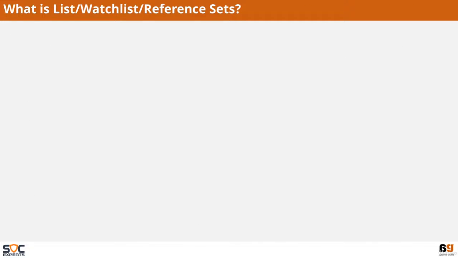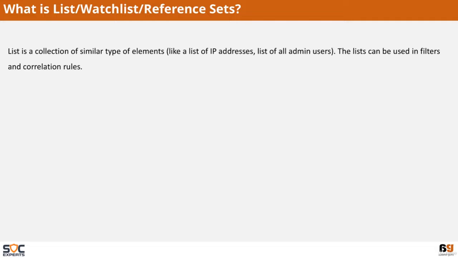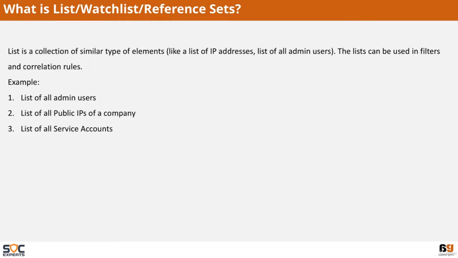What is a list or watch list or reference set? Different vendors call it with different names. A list is a collection of similar type of elements like a list of IP addresses, list of admin users, etc. Lists can be used in filters and correlation rules. Examples of lists are a list of admin users, a list of all the public IP addresses that the company owns, and a list of all the service accounts. Lists are heavily used to integrate threat intelligence with SIM.